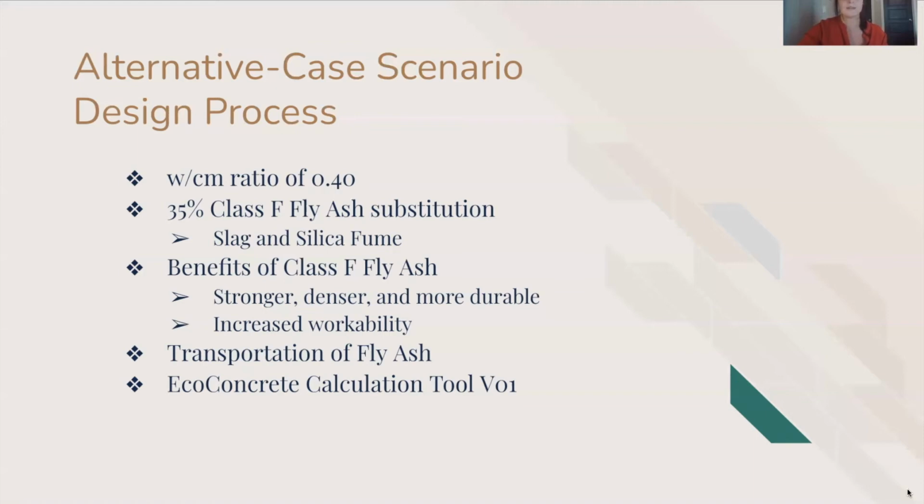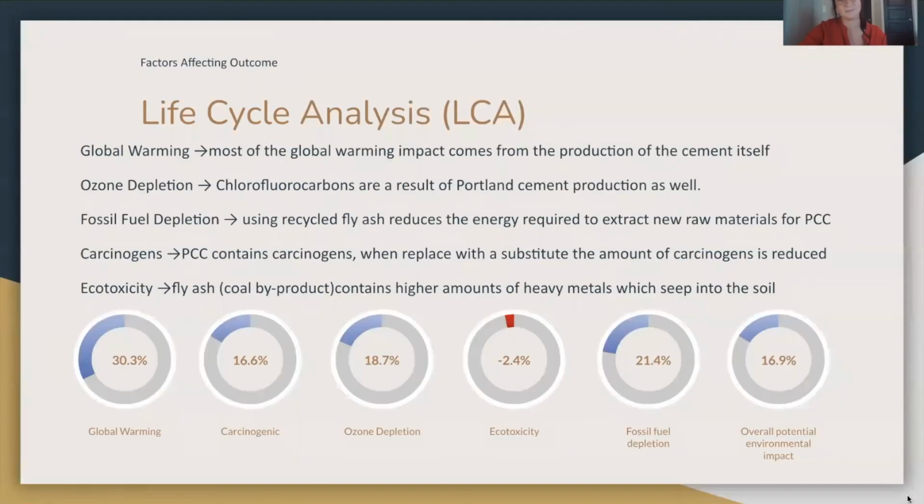In conclusion, this gave us a summary of 5 different categories of the environmental impacts for the base case scenario versus the alternative case scenario, which we will go further into detail explaining on our next slide. When analyzing the life cycle analysis, 5 major environmental factors were examined: global warming, ozone depletion, fossil fuel depletion, carcinogens, and ecotoxicity. We had an average overall potential environmental reduction of 16.9%.